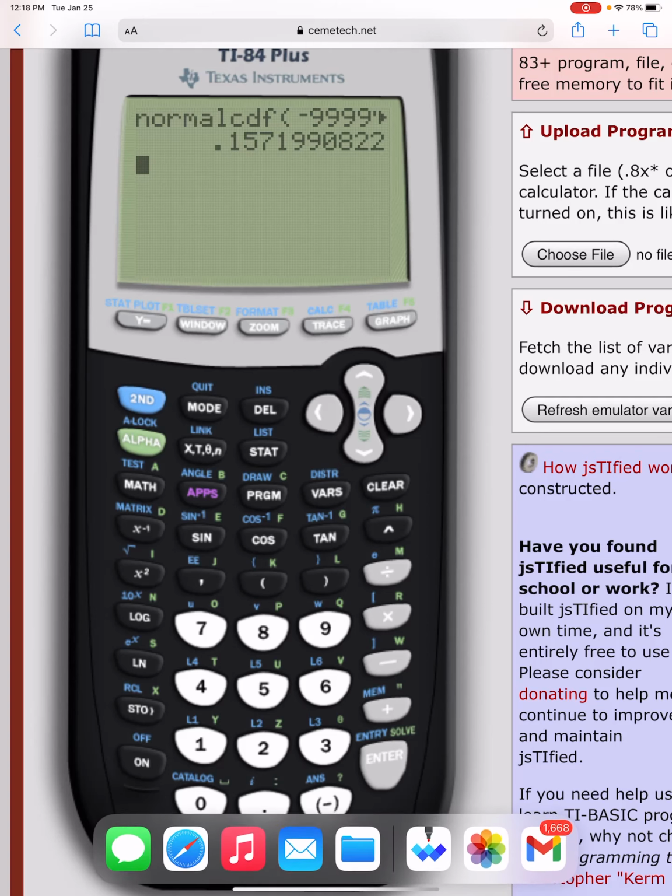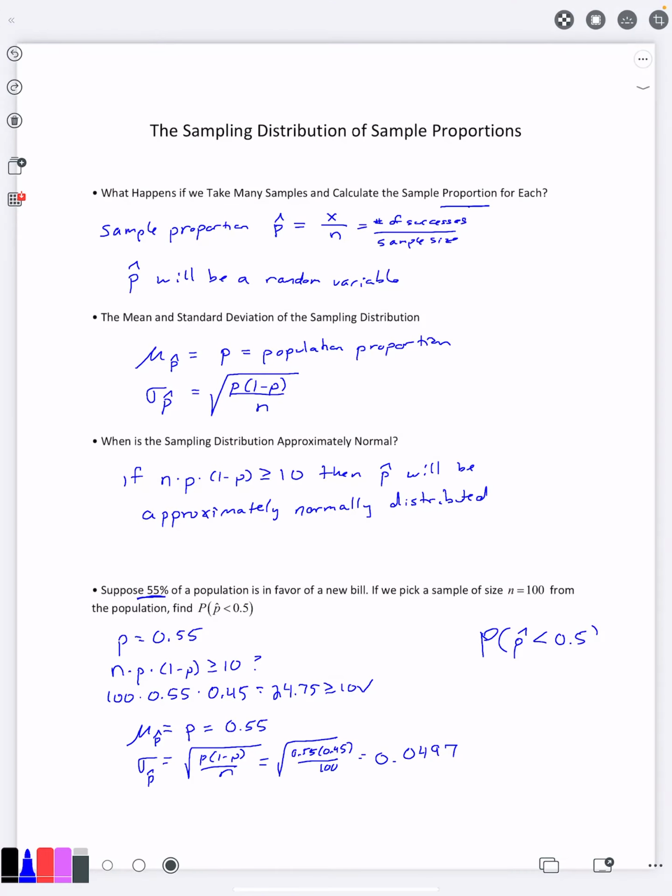0.1572 it looks like, or 15.72%, or maybe 16% if you want to round it a little bit more. So what this means is that even if 55% of your population agrees with passing some new law, there's still almost a 16% chance that if you survey 100 people, that among those 100 people, the bill would not pass.